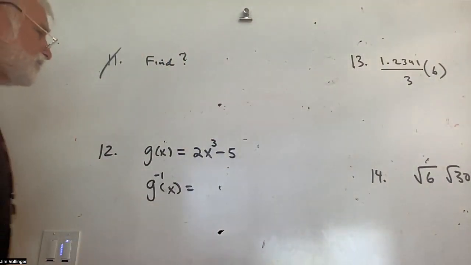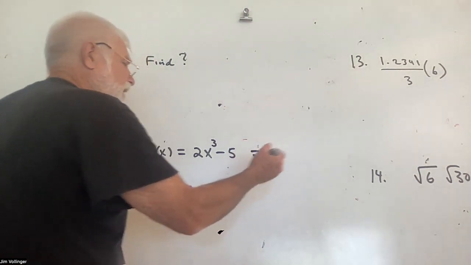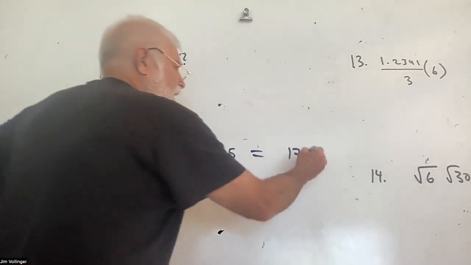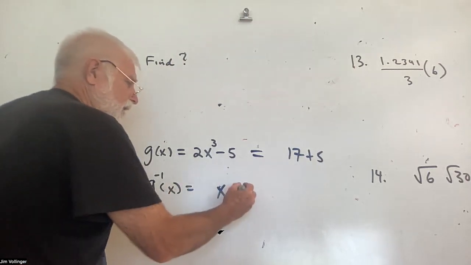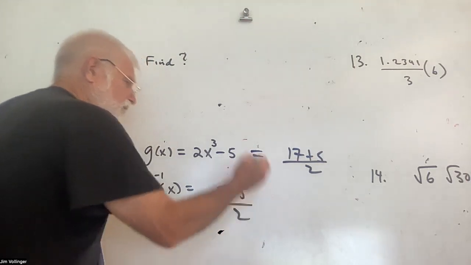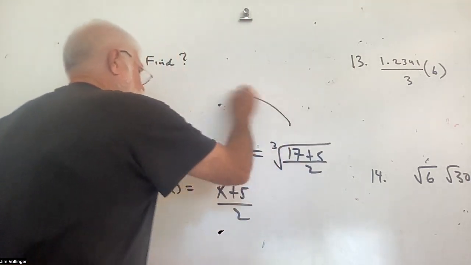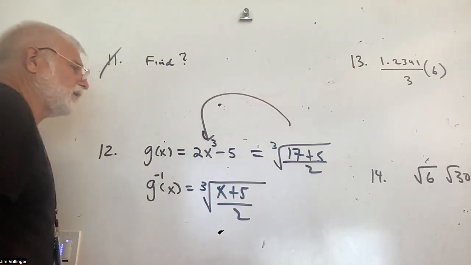So g of x, what's g of x? G minus 1 of x means the inverse. So let's say I had this equal to 17. What would you do? You'd add 5. All right, so first thing I'm going to do in the inverse is add 5. And then I divide by 2. So over here, I'm going to divide by 2. And then I'm going to take the cube root of whatever that is. And that's what I would put in there. So that is the thing we put in our calculator.